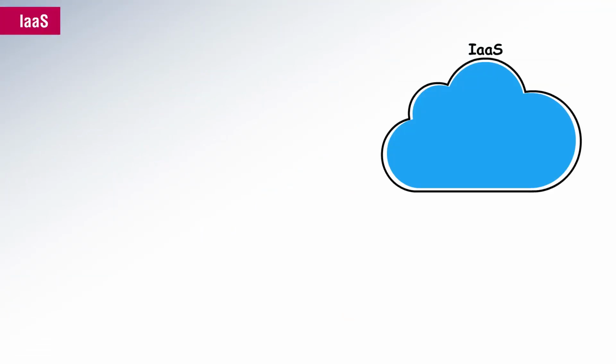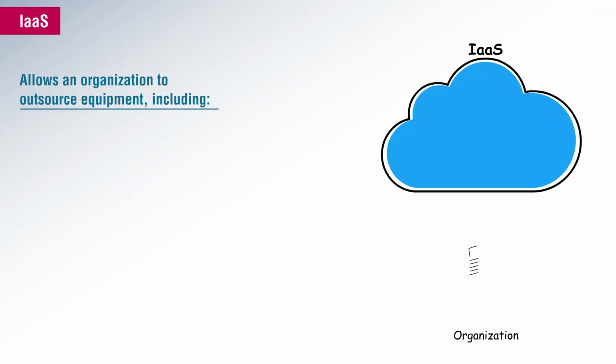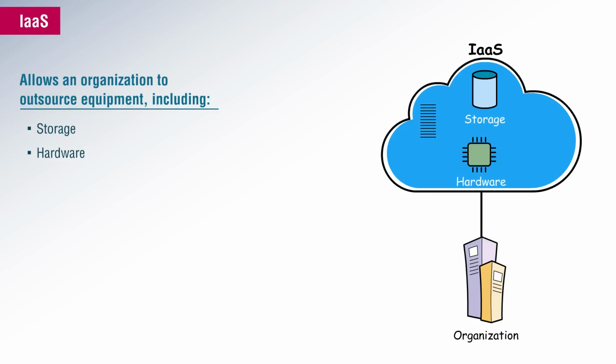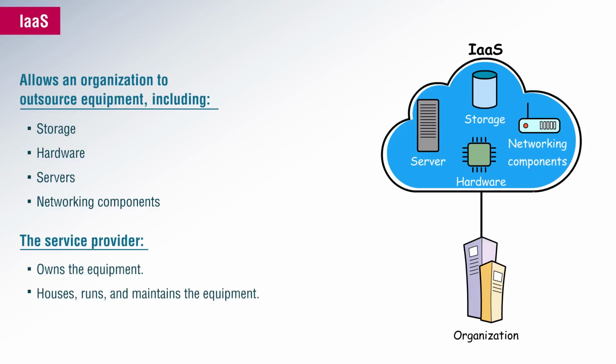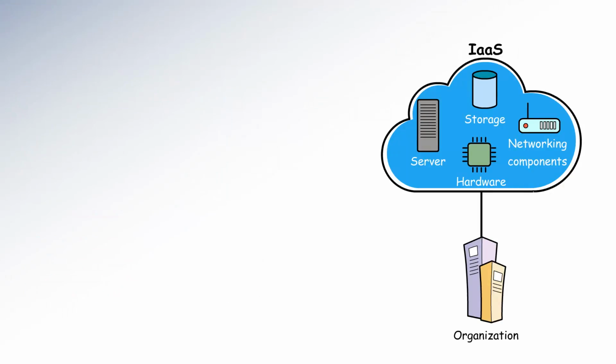IaaS is the cloud service delivery model that allows an organization to outsource the equipment used to support operations, including storage, hardware, servers, and networking components. The service provider owns the equipment and is responsible for housing, running, and maintaining it. The client pays for the service on a per-use basis.